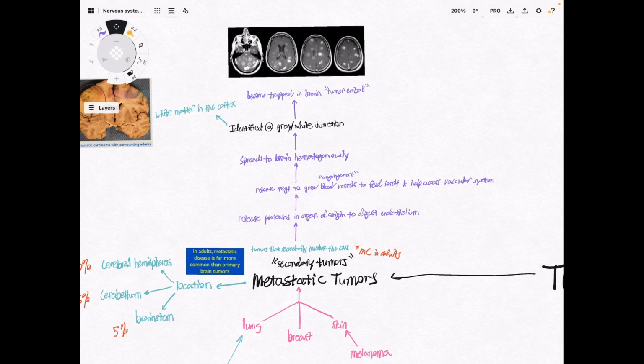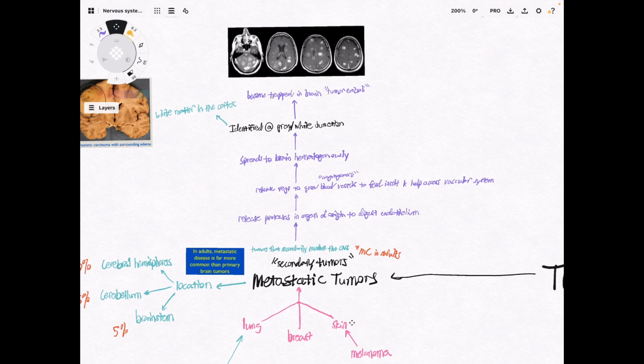So let's go into more of the pathophysiology of how metastatic tumor arrives in the brain. First we have a release of proteases in the specific organ of origin. So for example, we have a tumor arising in the lung. That tumor is going to release proteases that digest the endothelium, which are the cells lining the blood vessels. So they digest that area, and then they release VEGF to allow blood vessels to grow to access that vascular pattern. And this is referred to as angiogenesis.